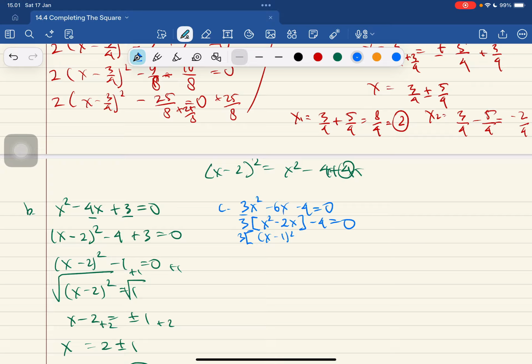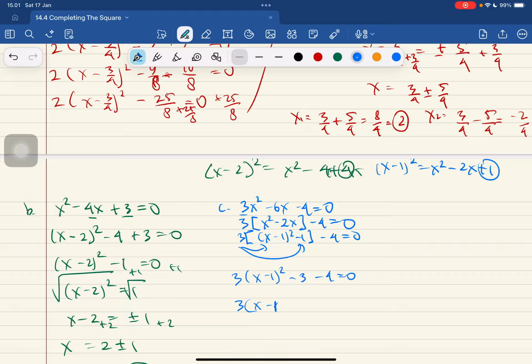What is the number that we don't want? So we can expand it, x minus 1 squared to x squared minus 2x plus 1. We don't want plus 1, so we minus by 1. Minus by 4 at the end. We can expand it. It's going to be 3 multiplied by x minus 1 squared minus 3 times 1, which is 3. And we will minus by 4 at the end later. So 3 times x minus 1 squared and minus by 7 equal to 0.